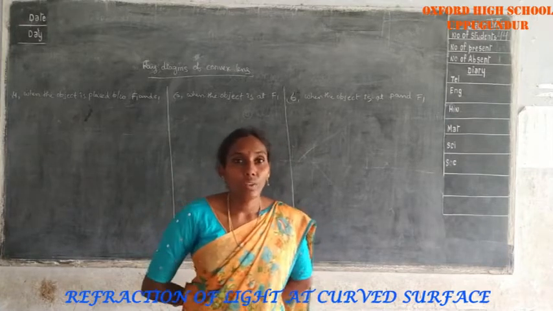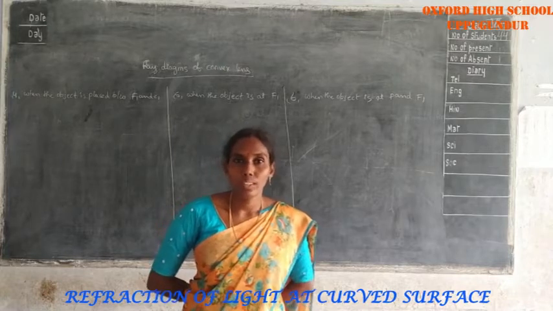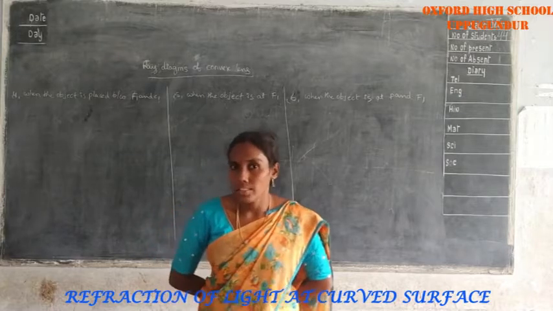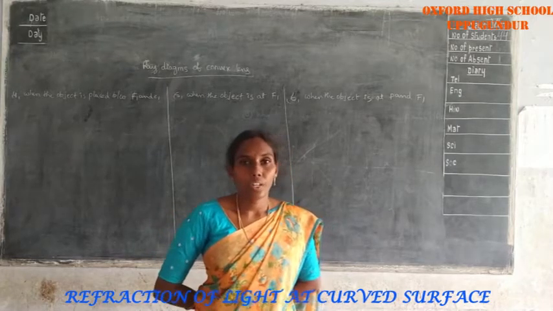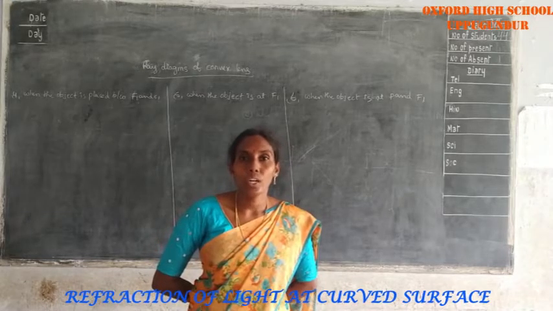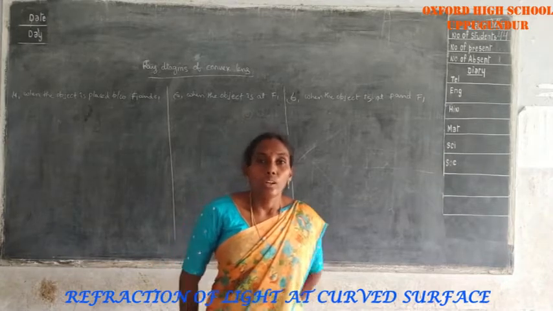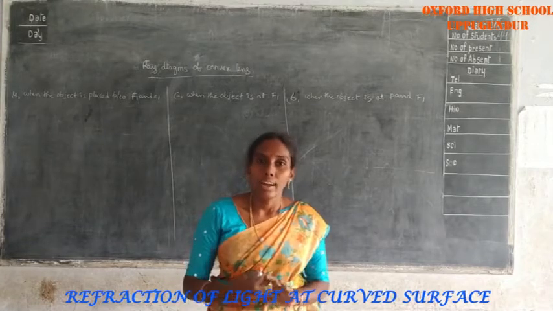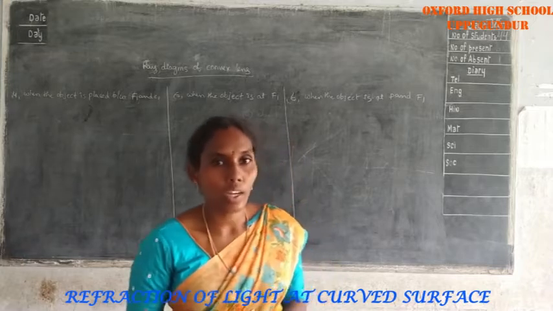In the previous class we learnt how to draw ray diagrams for a convex lens. Three ray diagrams were completed in the earlier session. In this session, I will explain the remaining ray diagrams of a convex lens and the ray diagrams of a biconcave lens, or concave lens.